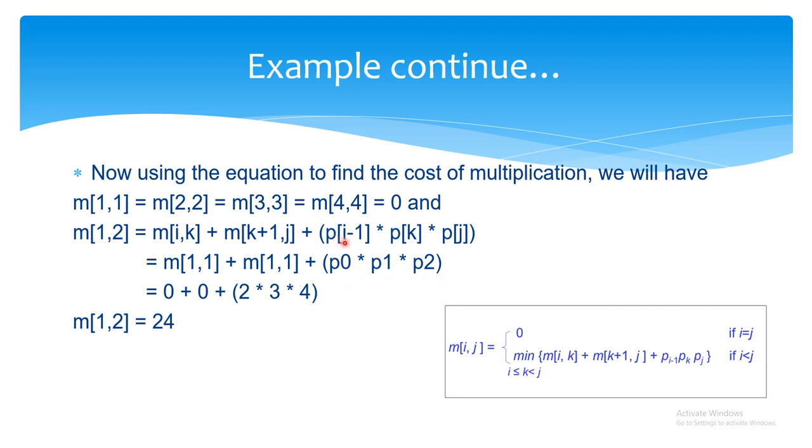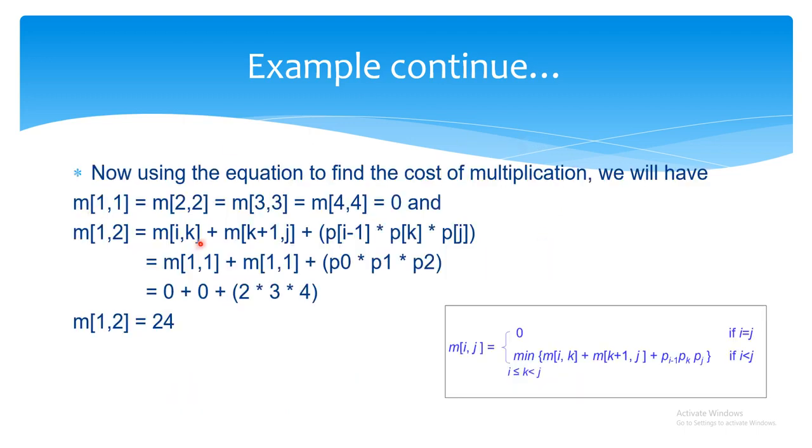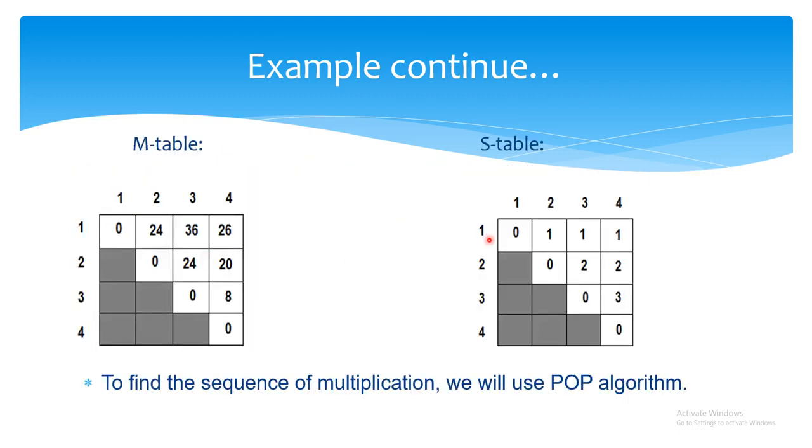How? So i equal to 1, if I put p0 into p k, the value of p k is p1 into p2. So you will get the value 24. So the M12 value will be 24. We have to put this value here. And at that point of time, what was the value of k? The value of k we considered equal to 1. That's why in the S table at M12 we have to put this value, that is 1.